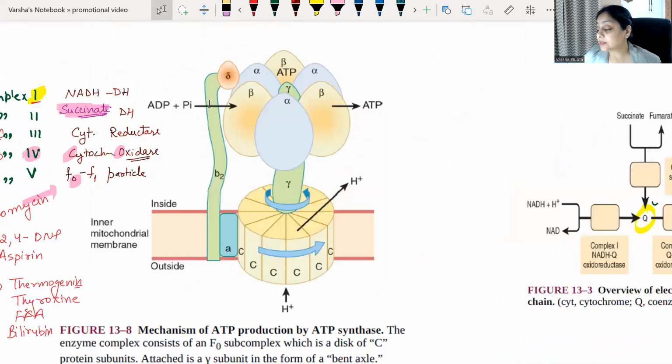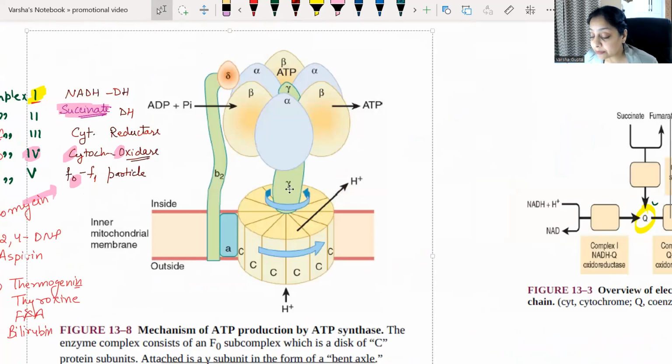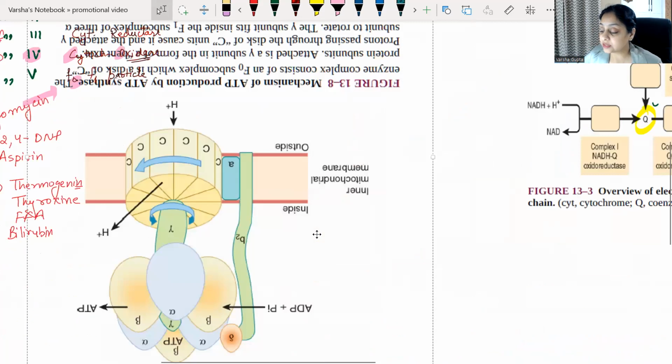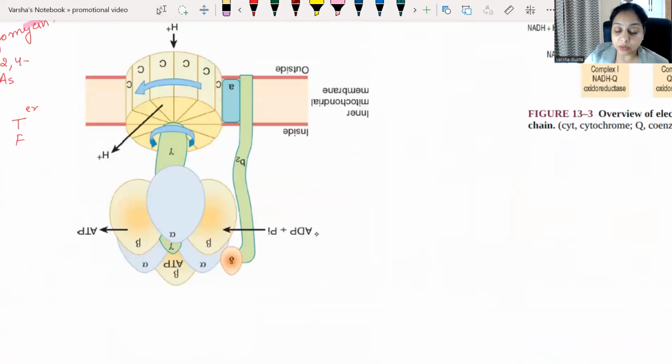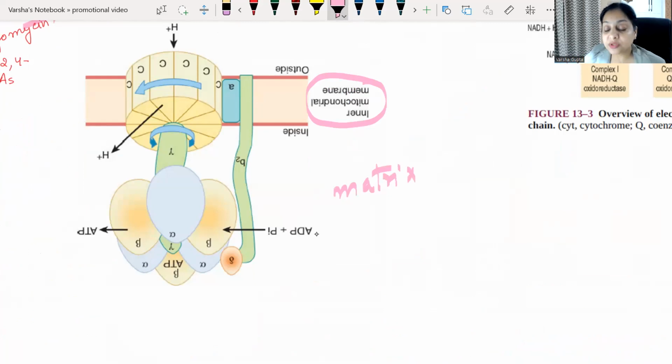Complex 5. कैसा how does it look like? It looks like this in your books, but I prefer to look at it upside down. Upside down से ही sense बनेगा उसका. Otherwise, it does not make sense, at least to me. I'm telling you my fact. ठीक है, ये उल्टा ही होता actually. This is the inner mitochondrial membrane and this is the matrix. तभी तो sense बनेगा ना. And this part is your F0 part and this is the F1 particle.